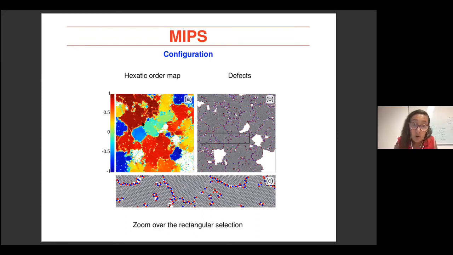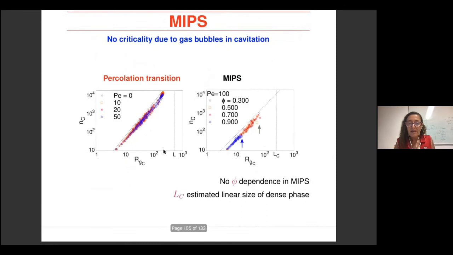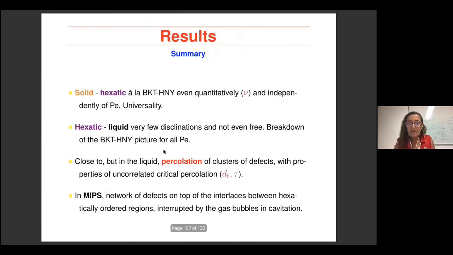And these are located mostly along the interfaces between these hexatic patches, and this is also something interesting that can be studied. Okay, I'll jump over this. So, okay, there are a lot of things that could have been said. In the passive case, you have this solid-hexatic transition à la BKT, which when you include activity remains BKT-like.